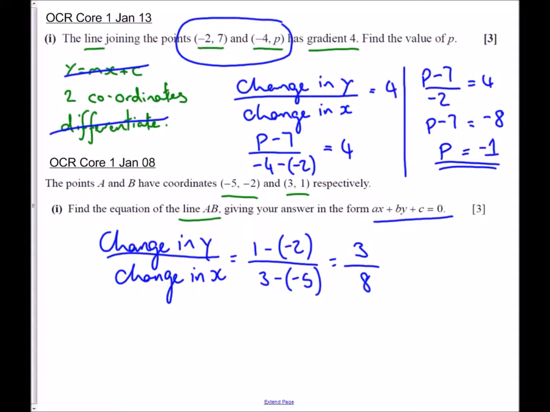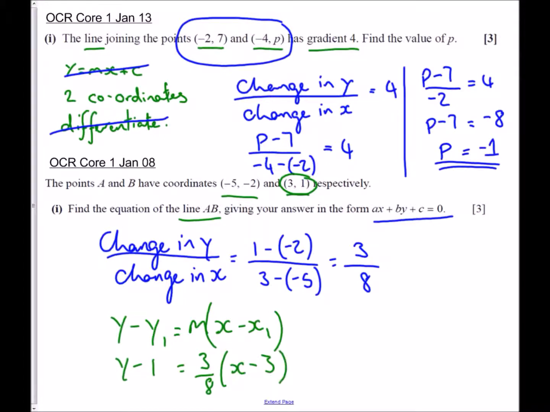Now I've got the gradient, I can use my equation for my line, y minus y1 equals m times x minus x1. I can substitute in, it doesn't matter which coordinate I use, so I'm going to go for 3, 1 because it's an easier coordinate. I'm going to say y minus 1 equals my gradient, well that's 3/8, times x minus 3. Again, because I want to get this all in terms of integers, I'm going to get rid of the fraction at this stage. So I'm going to multiply everything through by 8.